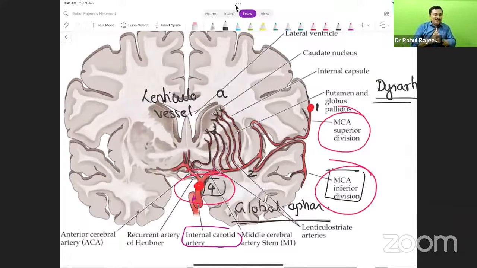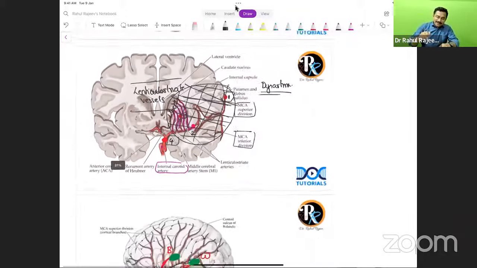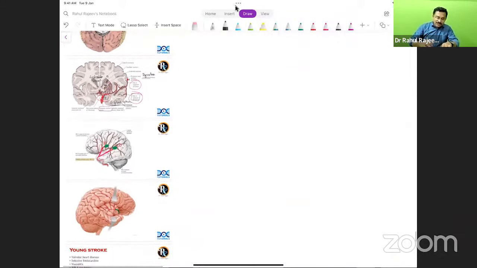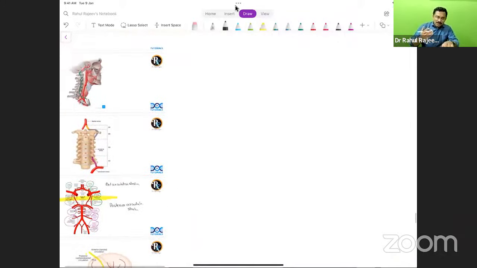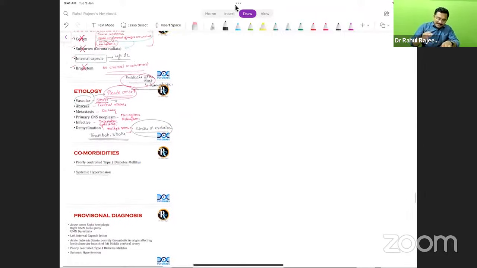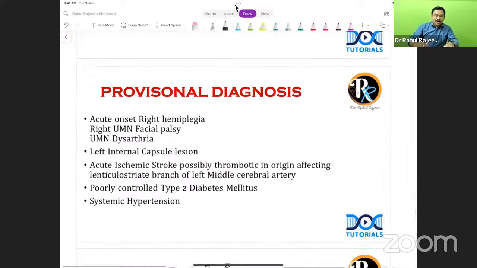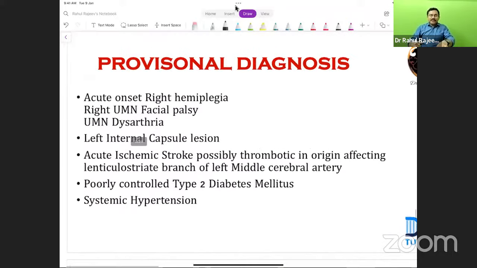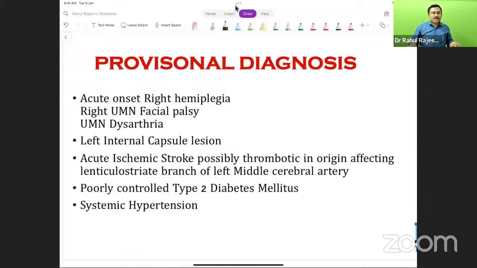So you guys are now becoming experts. Now you can tell which blood vessel is involved. So in this patient, however, I am very sure that there is no aphasia or cortical involvement. So I'm very sure that it is definitely lenticulostriate. So what is my final provisional diagnosis for this case?